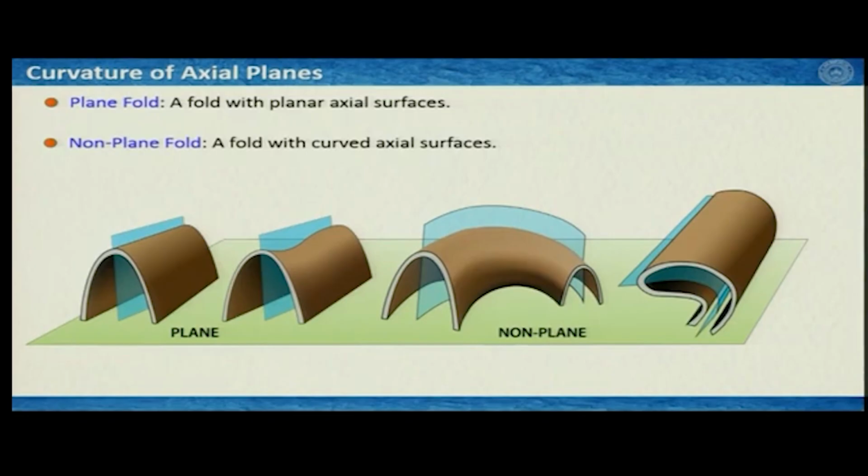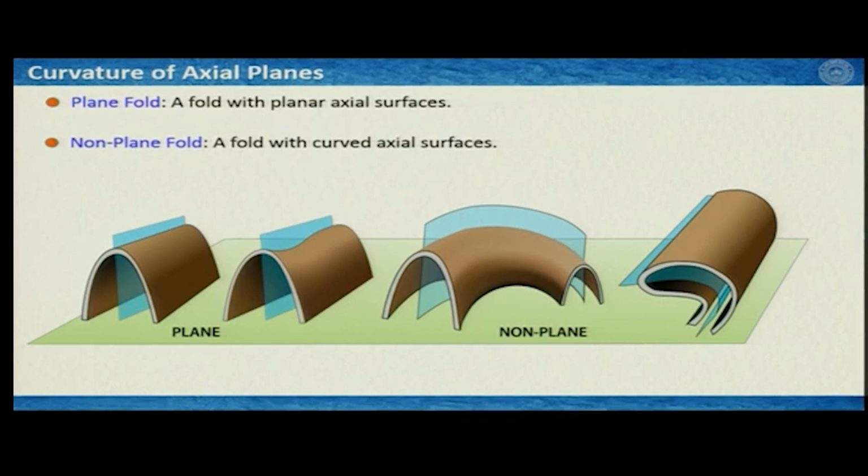Now, we will see how we can classify the folds based on the curvature of the axial planes. Again, so far in all these illustrations the axial planes or axial surfaces were straight, and this time we are going to see if the axial planes could be curved or not. If the axial plane is straight or the axial surface is planar, then we term it a plane fold, and if the axial surfaces are curved, then we term it a non-plane fold. And here are 4 illustrations for you.